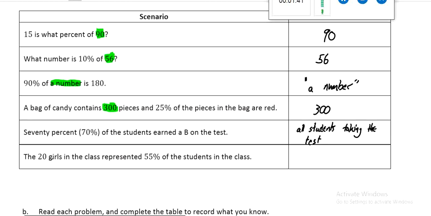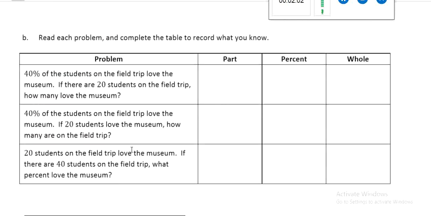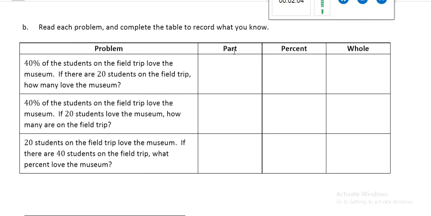And then this last one, the 20 girls in the class represented 55% of the students in the class. So the rule works there, or the shortcut works there. The whole represents all the students in the class. And there we go. Okay, so we got A done. A was just identifying the whole. B, we're going to identify all three. We're going to identify the part, the percent, and the whole.